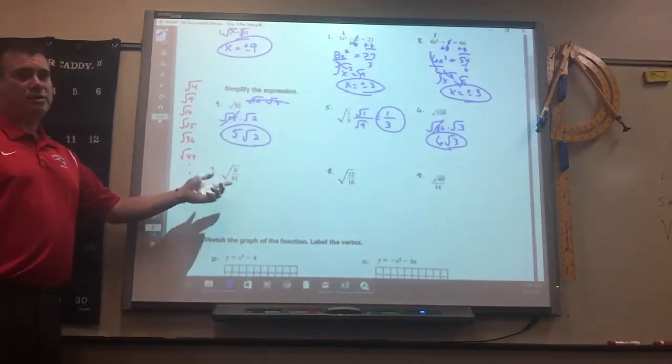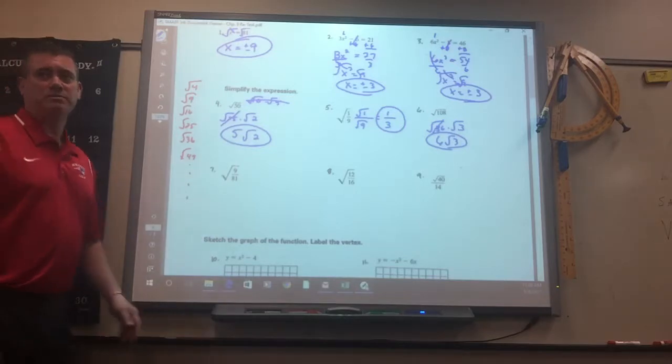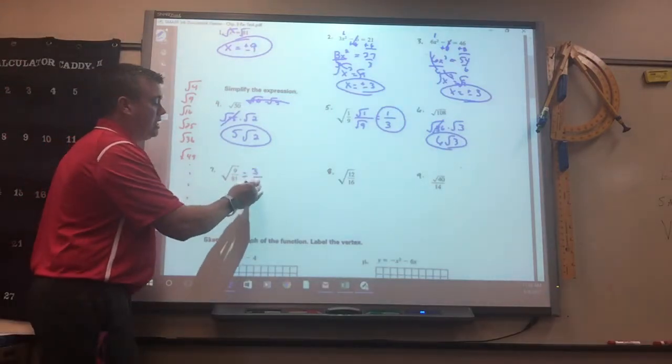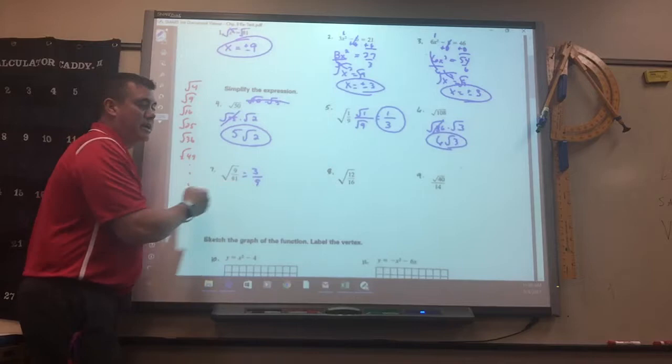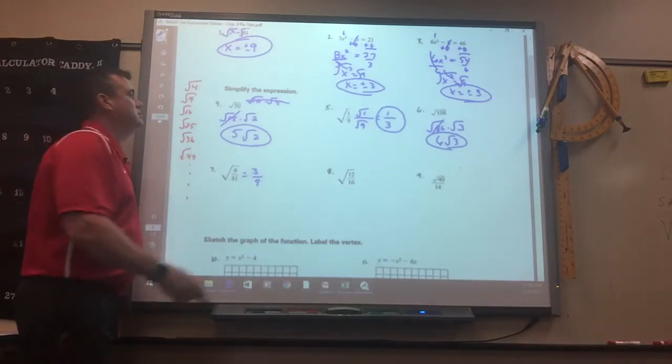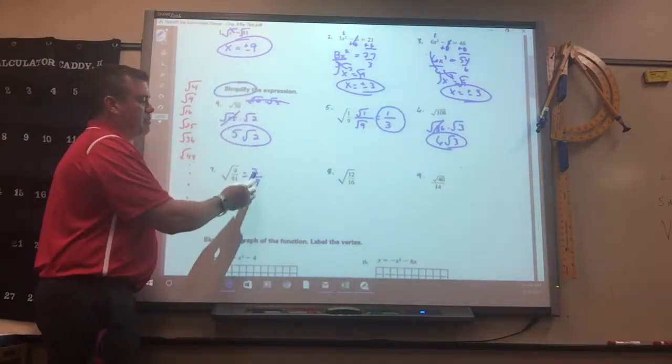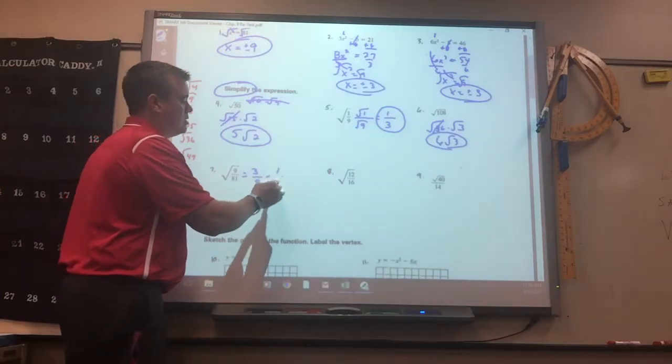Here, they're both under the square root. They're both perfect squares. So it's 3/9. Square root of 9 is 3. Square root of 81 is 9. It's not completely simplified because you can reduce it into 1/3.